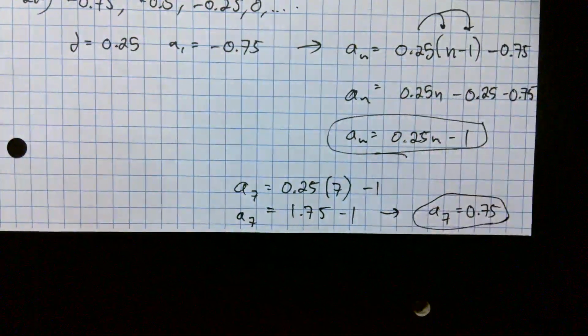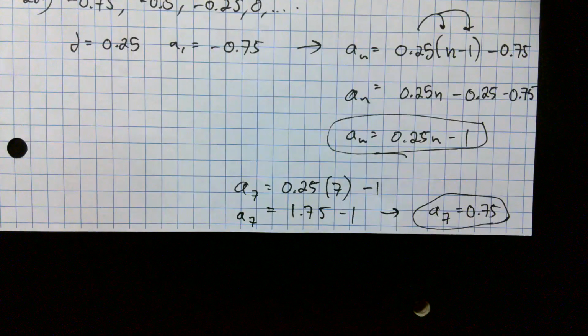0.75. Is that what you guys got? 0.75 for number 22? Quick show of thumbs. Alex got it. Ava got it. Chloe got it. Arisha, Melanie got it. Raya got it. Colby got it. Davis got it. Tyler got it. Good.